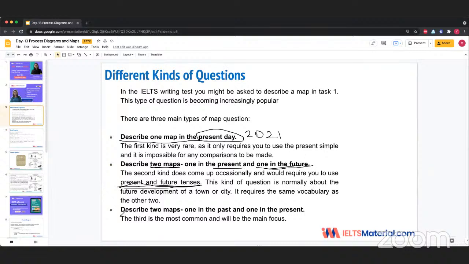Now the last question is, describe two maps in which you will have one in the past and one in the present. When you describe this particular thing, you will be using everything in the past tense, like was made, was constructed, was developed, in this manner. Again, the point is, it would always be better to go for the simple past or past perfect. Please do not use ing.